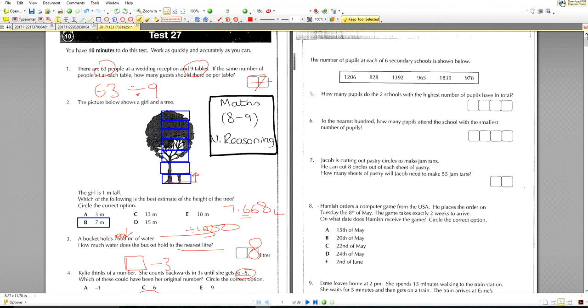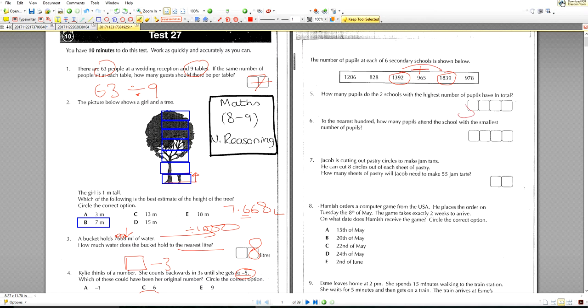The number of pupils at each of 6 secondary schools is shown below. How many pupils do the 2 schools with the highest number of pupils have in total? So question number 5, we need to add the highest totals. So this is one of the highest totals, and the next highest total after 1839 is 1392. So if we get these two numbers and we add them up, that will give us a total of 3.